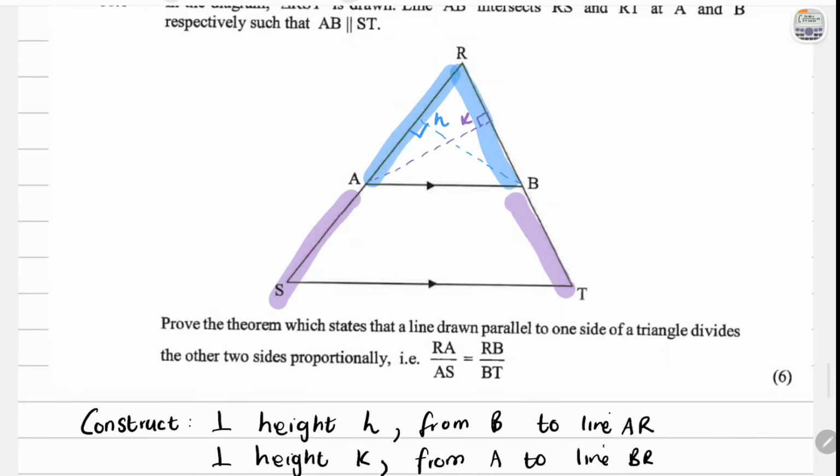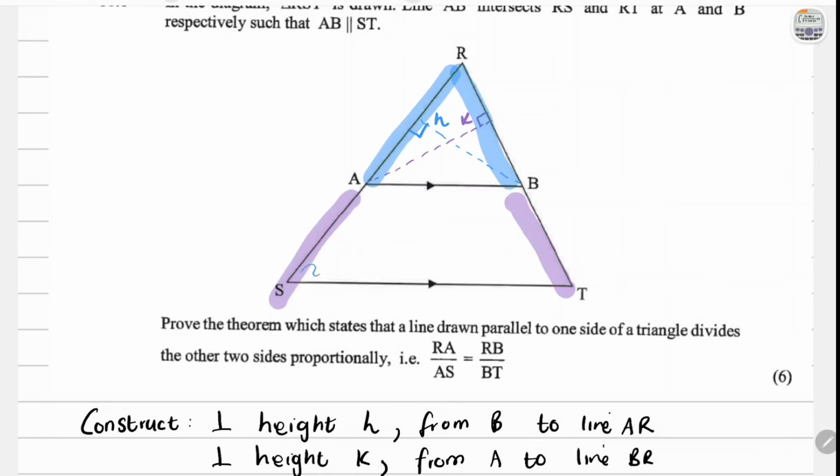And if you look at AS, it doesn't look like the base of a triangle right now. Okay, and that's because right now we don't have that triangle that has the base of AS. We have to construct it. So how can we construct a triangle that is going to have a base of AS?